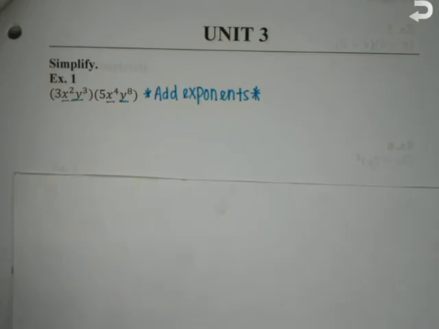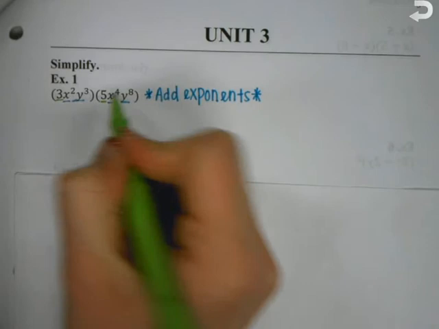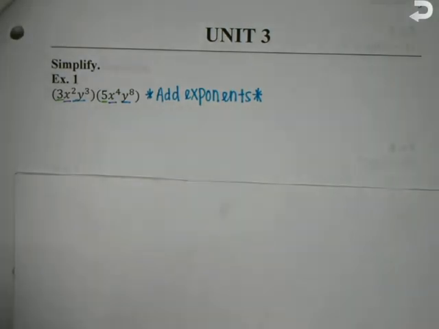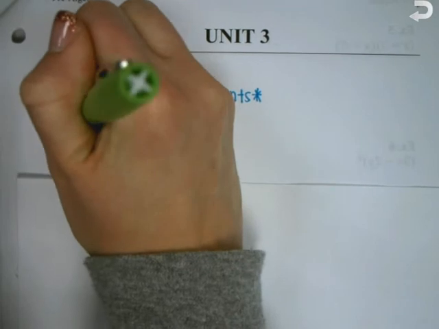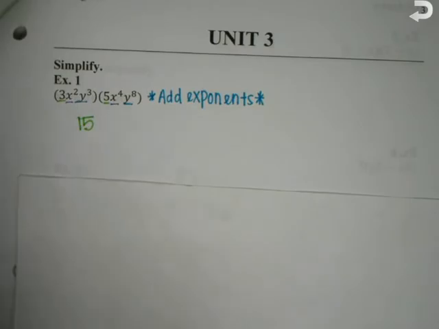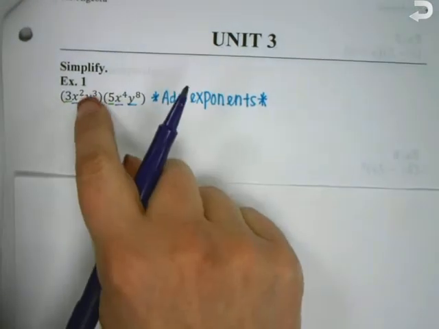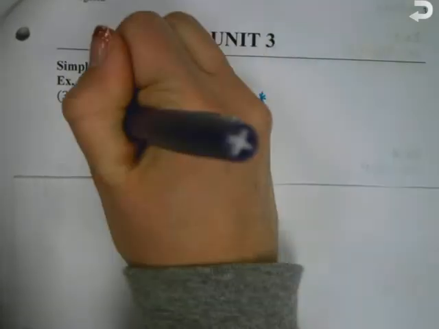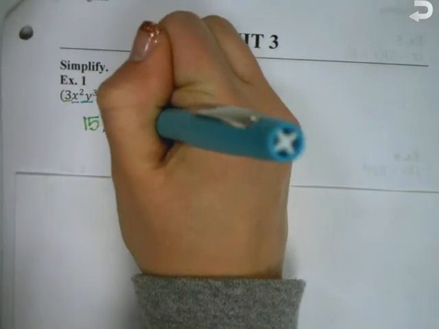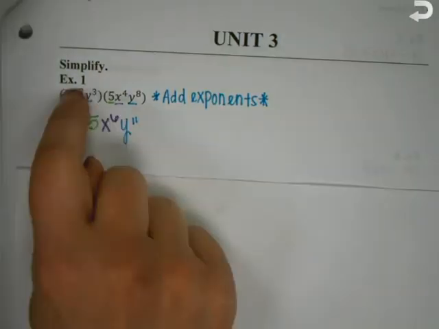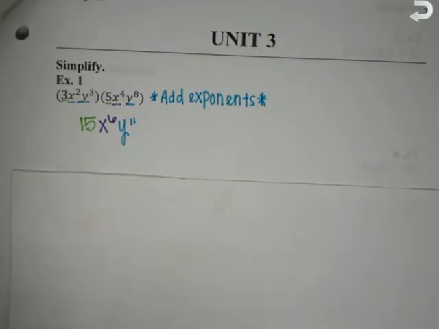What do I do with the coefficients, the 3 and the 5? I multiply them. So let's do it. What is 3 times 5? 15. That was easy. What is x squared times x to the 4th? X to the 2 plus 4 is? 6. And y to the? 11. 3 times 5. And that's your answer.